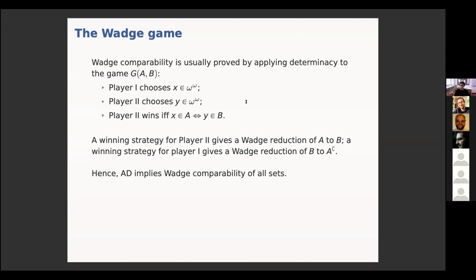So a winning strategy for player 2 gives a Wadge reduction of A to B. In fact, a very nice continuous function, a Lipschitz one, because they alternate specifying bit by bit. On the other hand, a winning strategy for player 1 also gives a Wadge reduction in the other direction, from B to the complement of A. So the axiom of determinacy implies that all sets are Wadge comparable up to taking complements.